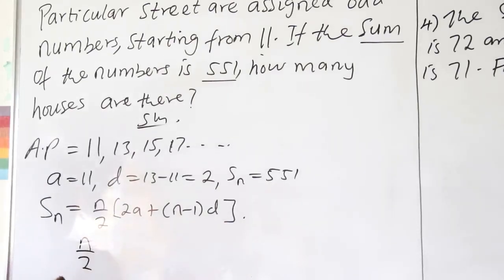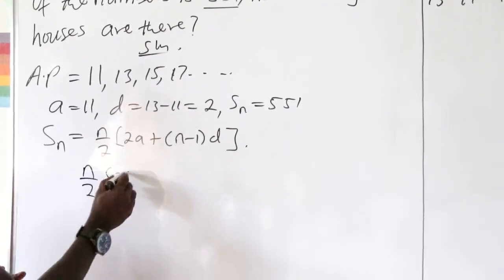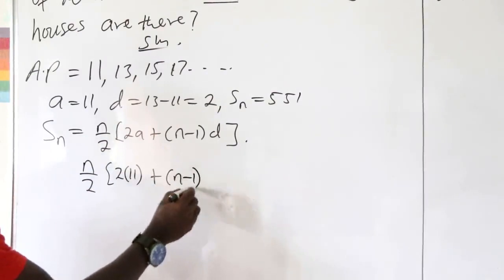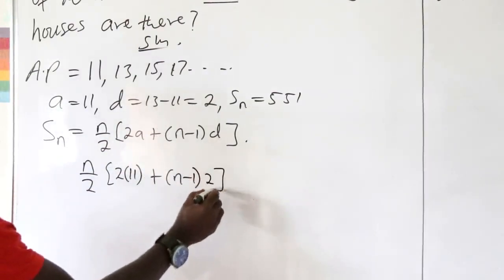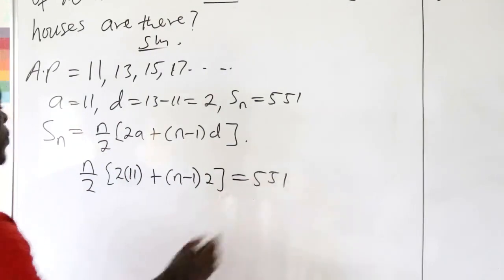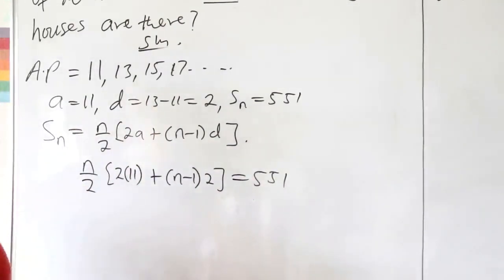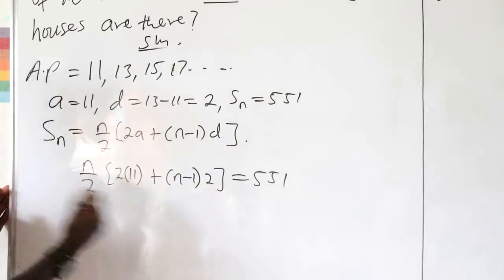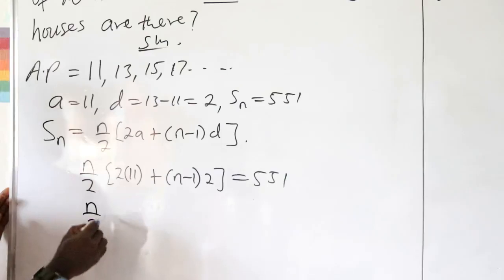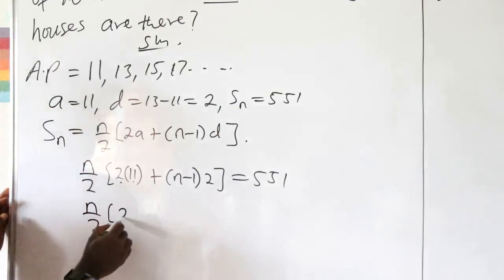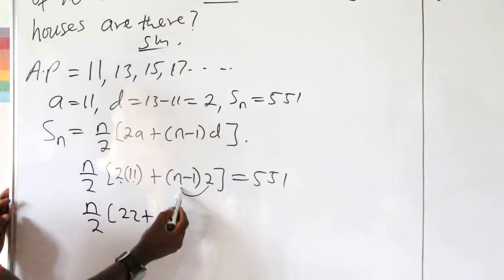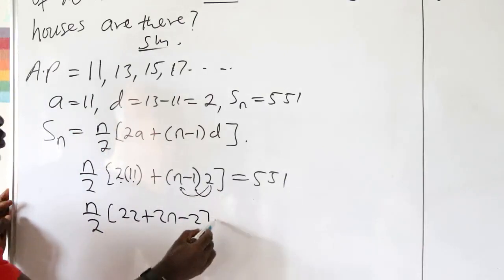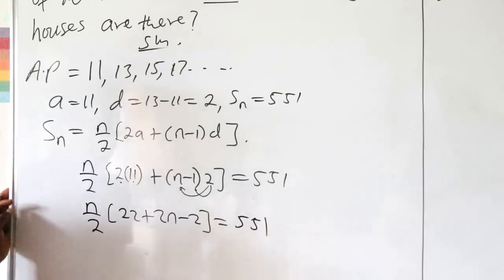So we have n all over 2 into 2a, and our a is 11, plus n minus 1 times d. Our d is 2, and it equals 551. That's our Sn, 551. This is what we will now solve to see how we can get our n. If you simplify this, we have n all over 2, 2 times 11 is 22. Open this bracket: 2 times n, we get 2n, 2 times 1, we have minus 2, and it equals 551.